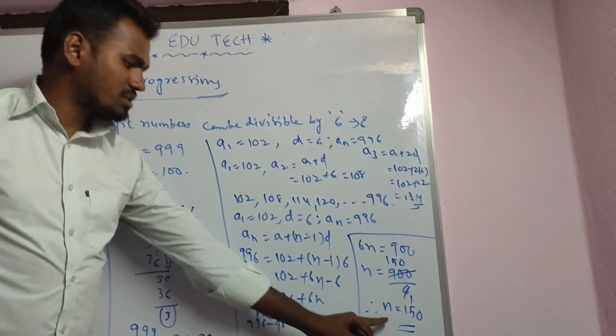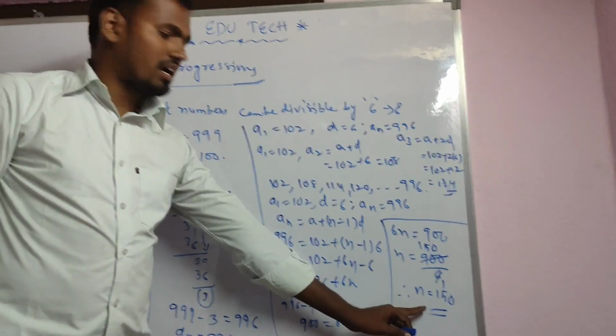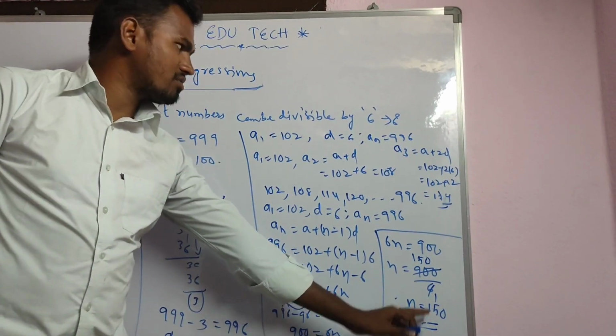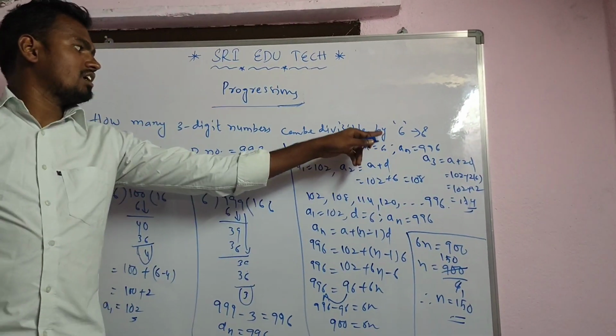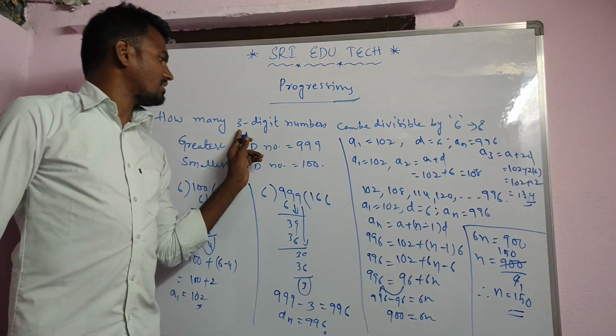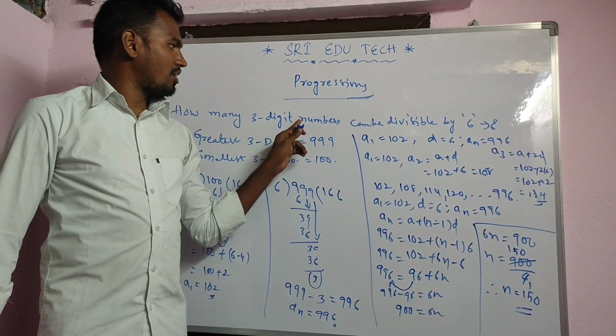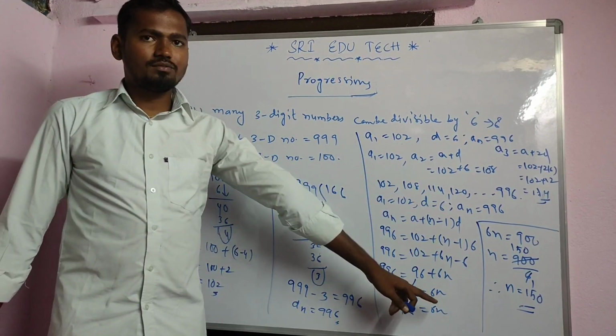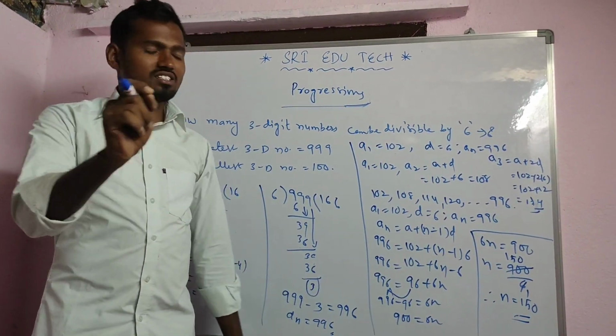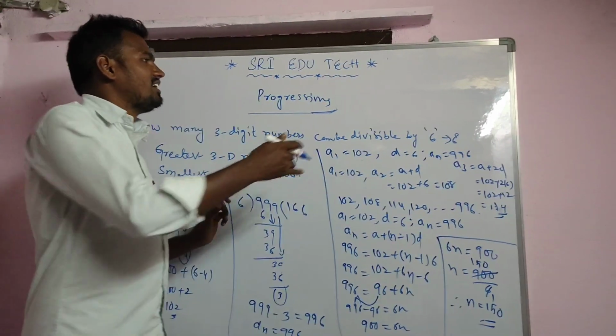So there are 150 three-digit numbers divisible by 6. This is the answer. Now let me write one trick, which is very simple.